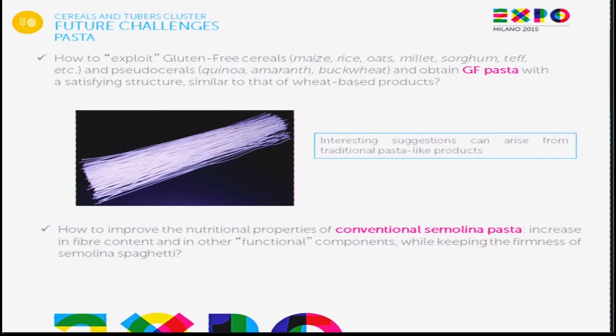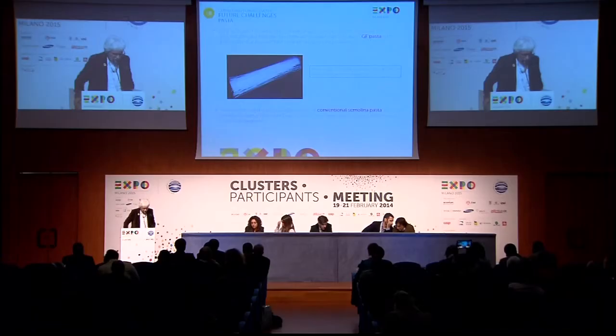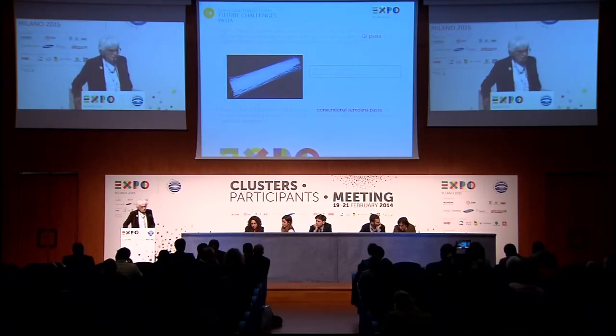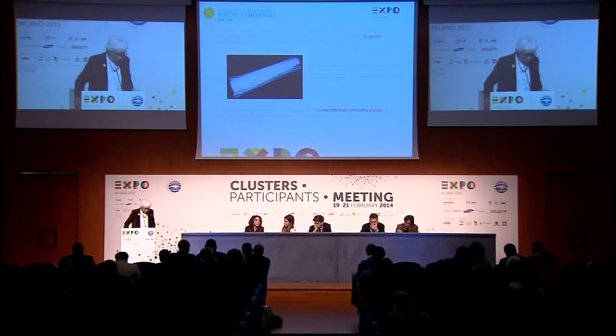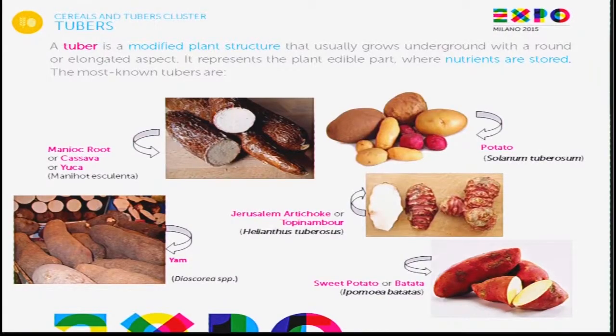The exploitation of gluten-free cereals and pseudo-cereals can be achieved by studying the traditional pasta-making process used in many Far East countries. And as already said, pasta is an excellent base to convey important nutrients such as protein, minerals, and fiber. And what about tubers? These particular plant structures are very rich in starch, as cereals are, and they represent a primary source of energy for many people in African or South American countries.